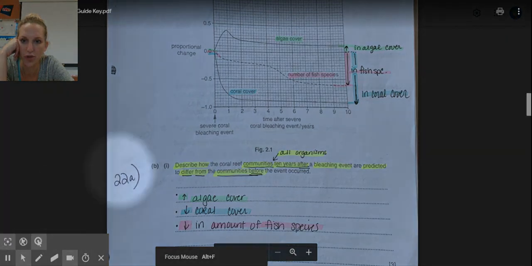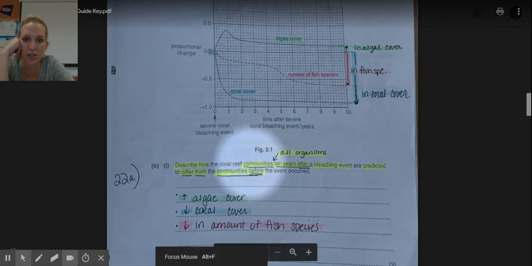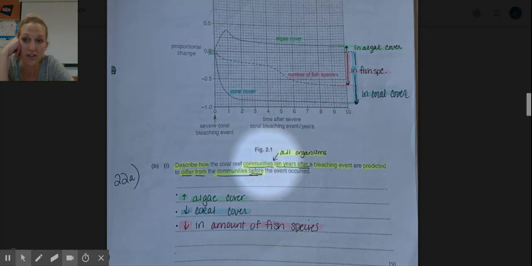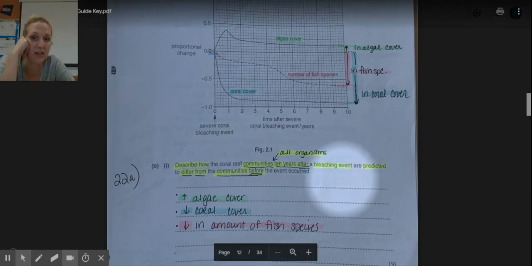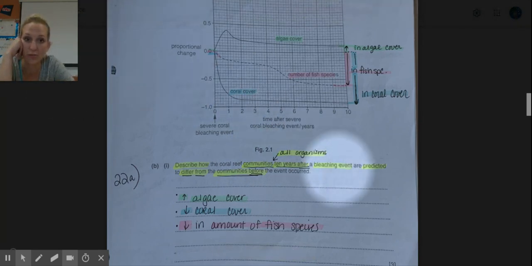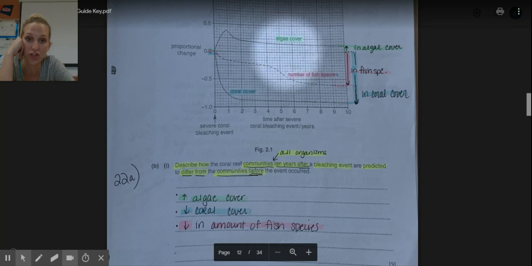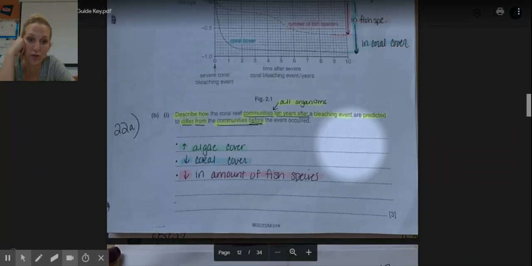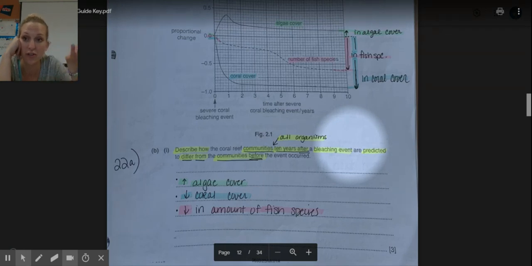This question sounds wordy, but it's not really that bad. So when they talk about communities, you have to know what that word means. It means all of your living organisms, and the organisms they're talking about are algae, fish, and coral. So this question has 3 marks. There's 3 organisms you need to talk about. There's 3 different populations. The population of algae, population of coral, population of fish.